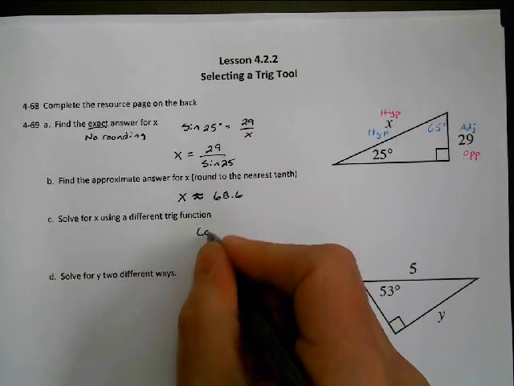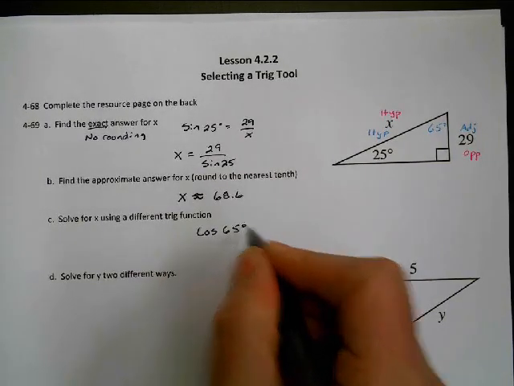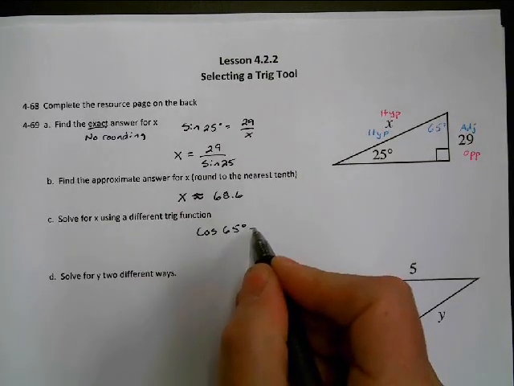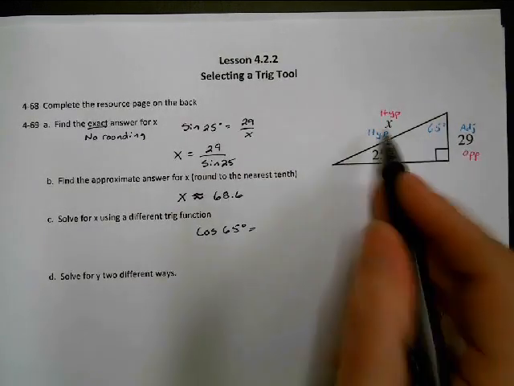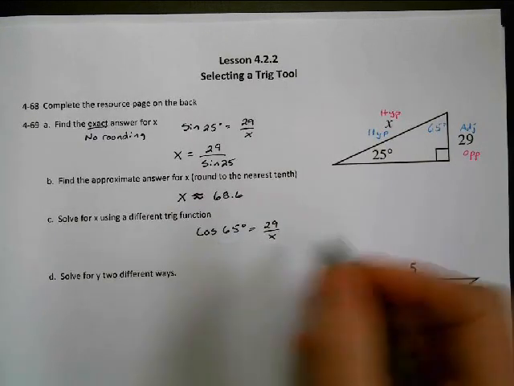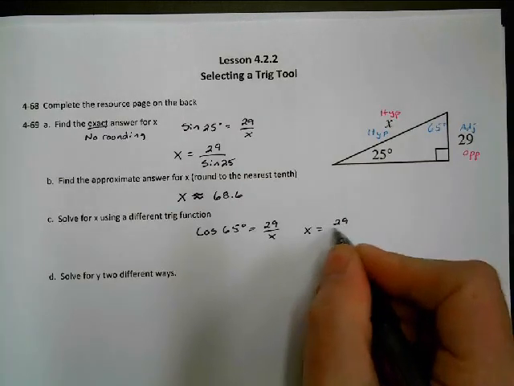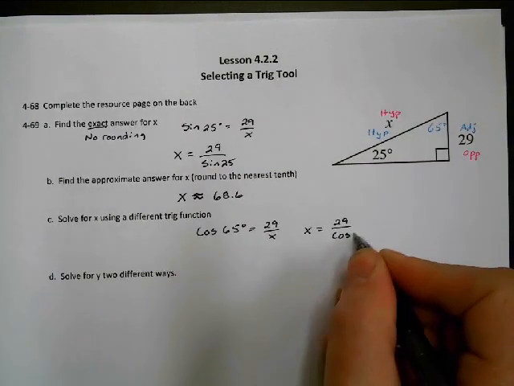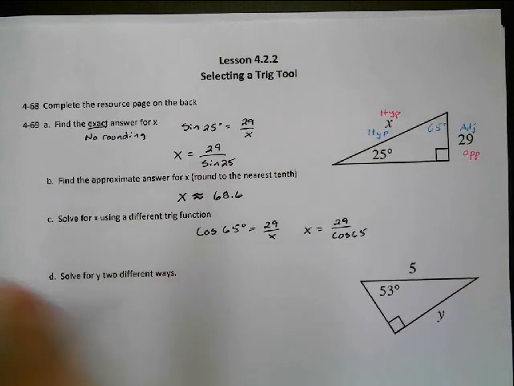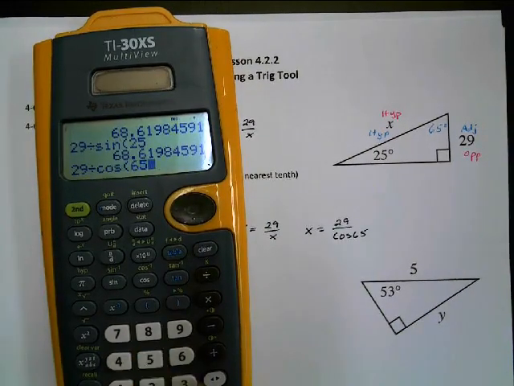So the cosine of 65 degrees is equal to 29 over x. And then exchange the extremes. I'd get x is equal to 29 over the cosine of 65. And 29 divided by cosine 65, I get the same answer, 68.6 again.